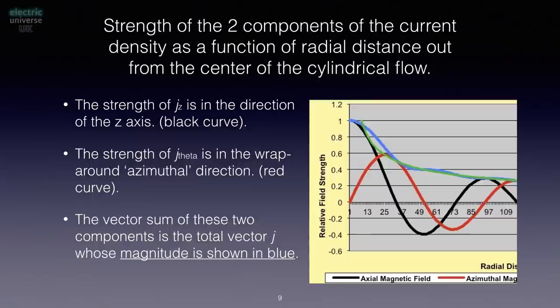Well, if you find the sum of those two, the vector sum, that's given by the green curve. And so what you see is that we can conclude that the total strength of the current density at any point in the Birkeland current decreases with radius. As you come farther out, it drops off, it gets weaker and weaker the farther out from the center of this thing that you go, as this green curve does.